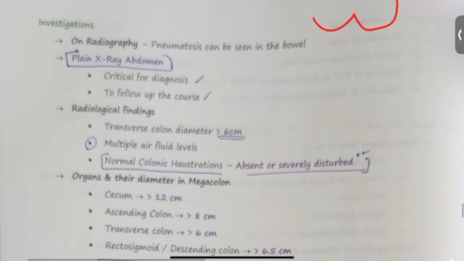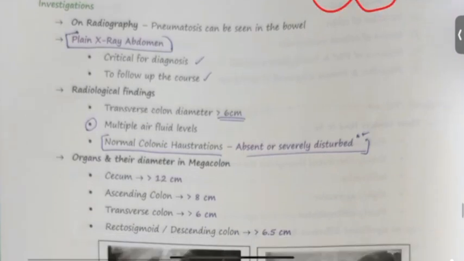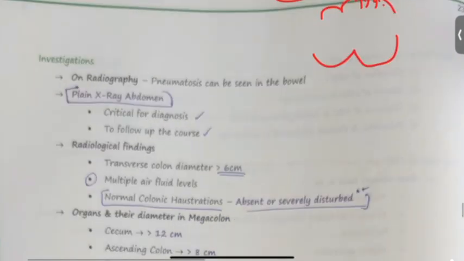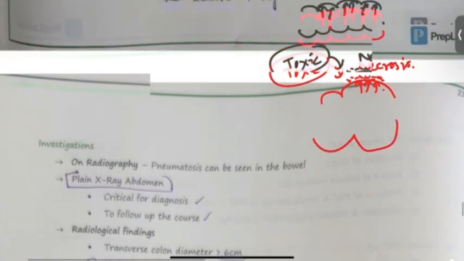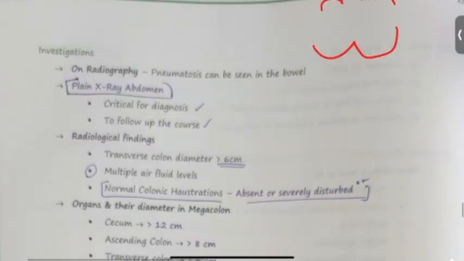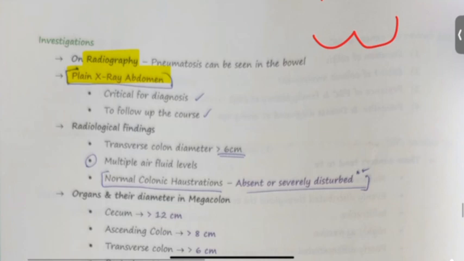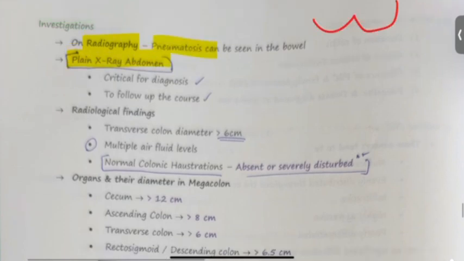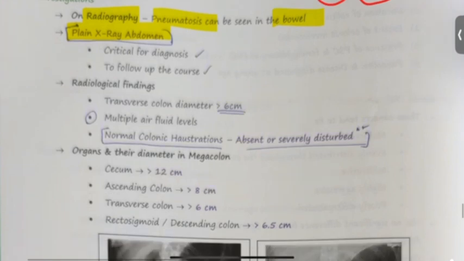Okay, so what are the investigations? How can we diagnose toxic megacolon on radiography? So since there is perforation, the air content will be accumulated. So on radiography, that is plain x-ray abdomen, there will be pneumatosis, presence of air in the bowel. So that is a sign of perforation. Hence plain x-ray abdomen is critical for diagnosis and to follow up the course.